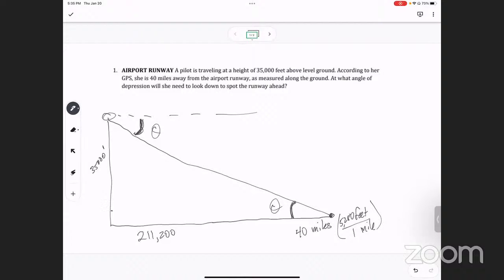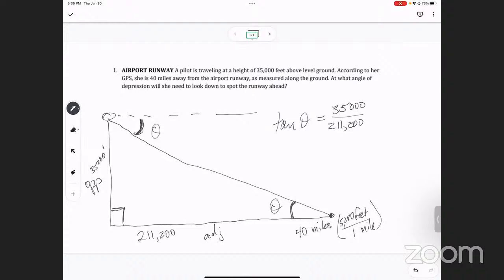Okay. So this is a right triangle. So we can use SOHCAHTOA because SOHCAHTOA uses right triangles. And SOHCAHTOA, what do we have? We have the adjacent and the opposite. So we're going to use what? Tangent. Perfect. So the tangent of theta equals the opposite over the adjacent.